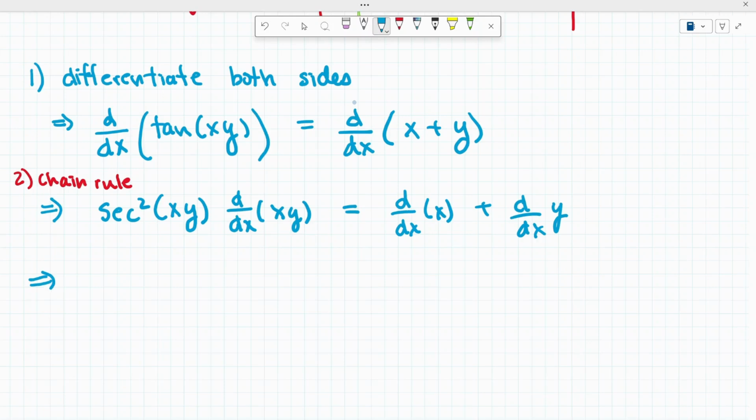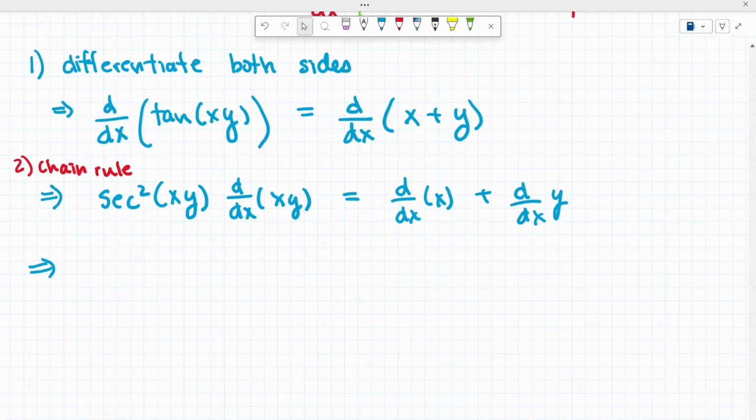Okay, so let's go on to the next step. So we keep this secant squared of xy the same, and then now we have to take the derivative of the inside using chain rule. And we're actually going to have to use chain rule again, and we're also going to have to use product rule. So since we have two different terms here, we're going to have to use product rule and then chain rule as well, which I'll show you in just a moment.